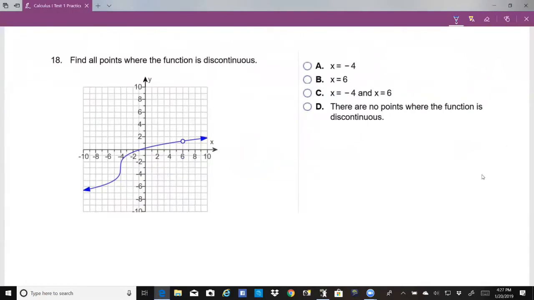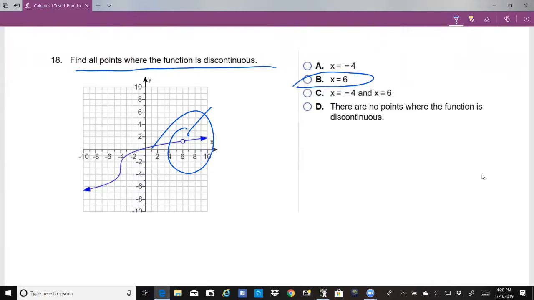Now, a lot of the problems here are just looking carefully at the graph and seeing if there are any holes or jumps or discontinuities or whatever. Here we're just asked, find all the points where the function is discontinuous. In this particular case, it's discontinuous at the hole here, where f of 6 is not defined. The answer is x equals 6. It's a point where the function is discontinuous.